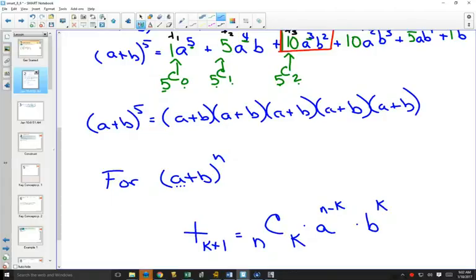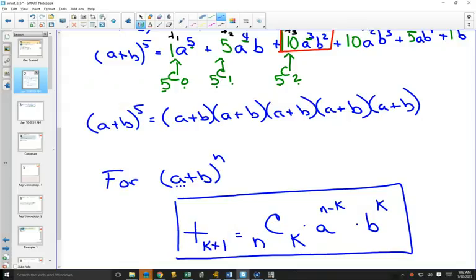Can you see that here the 5 choose 2, but the b is always 2? Because that was what we were choosing. We were choosing 2 b's, or we were choosing 1 b. So that explains why that is the exponent there. And so this formula finds any term in a binomial expansion.